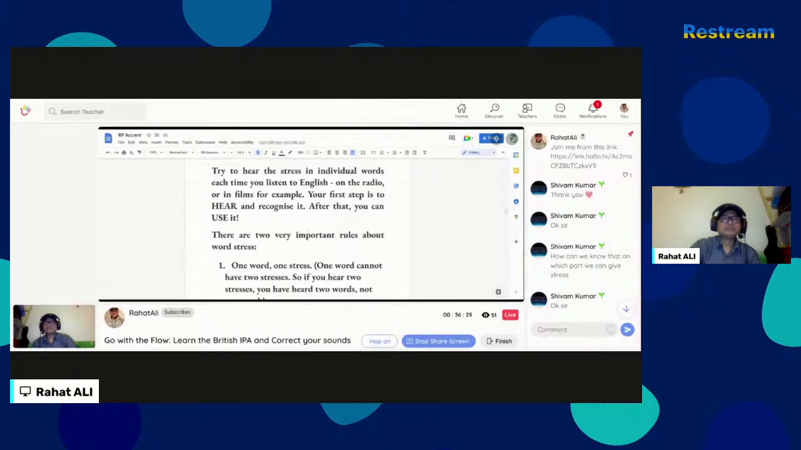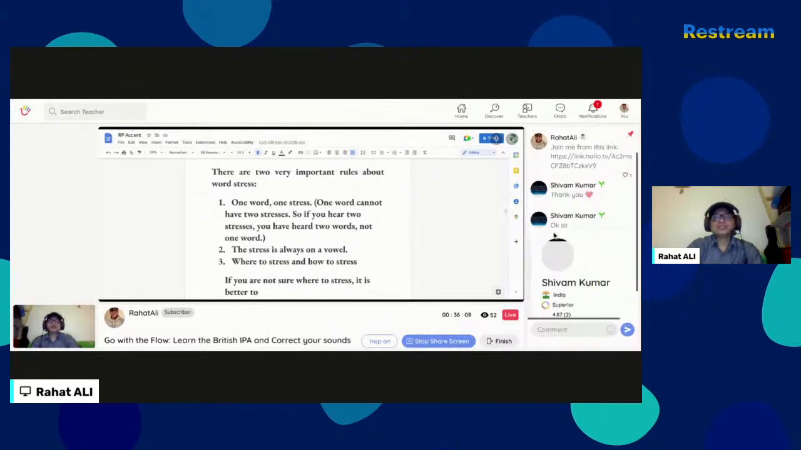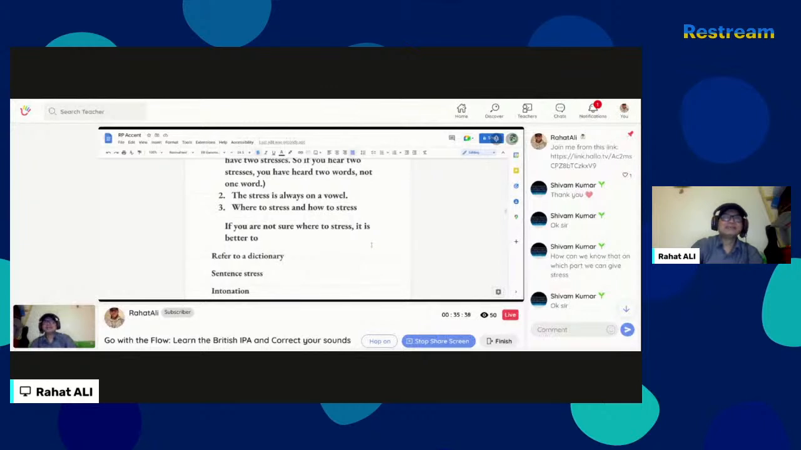So there are two very important rules about word stress. One word, one stress. One word cannot have two stresses. So if you hear two stresses, you have heard two words. So please, once again, these are very important rules for you to understand where and how to stress. Each word has just a single stress. So one word, one stress. The stress is always on a vowel, not on a consonant, or the vowel sound. Where to stress and how to stress: if you're not sure where to stress, it is better to refer to a dictionary. That's right, this I say every time.